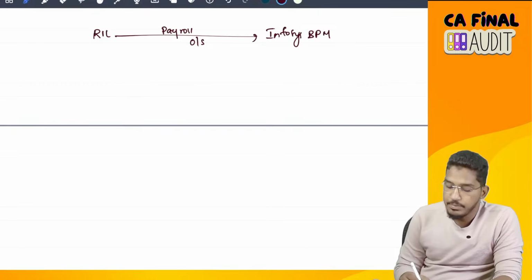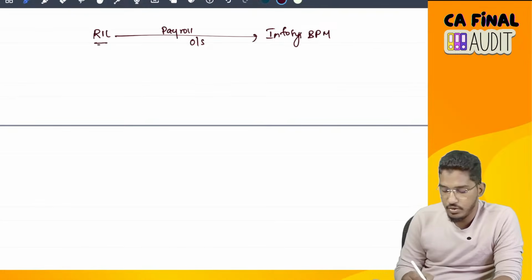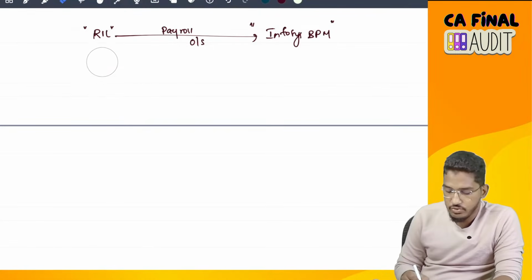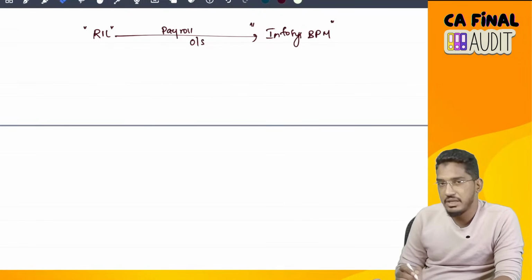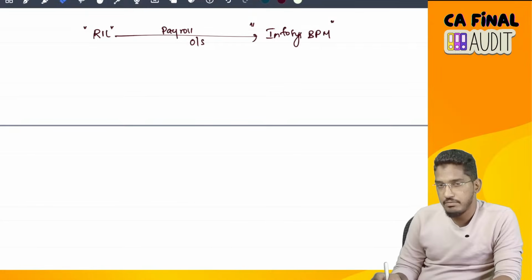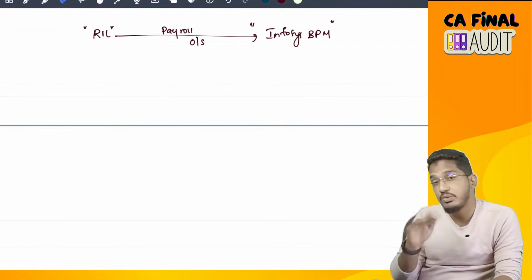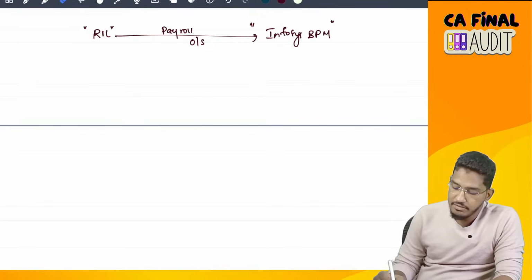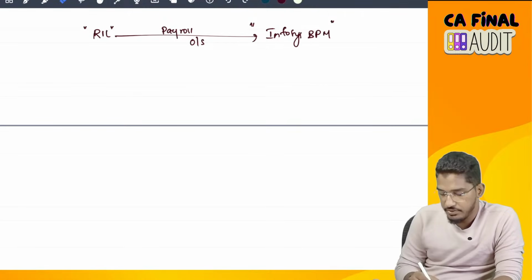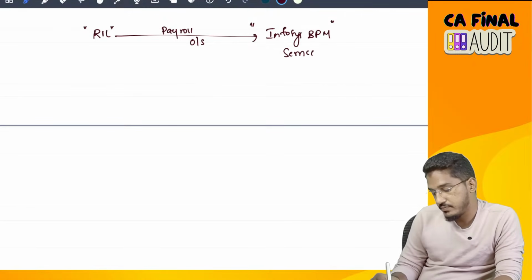Now this company, Reliance Industries Limited, has outsourced their regular payroll operations to Infosys. That means every month Reliance will send their employee attendance records and all to Infosys BPM. Infosys BPM will calculate the salary, deduct the PF, ESI, and transfer the payments to the employees of Reliance. So here Infosys we call the service organization, because they are providing outsourced services to Reliance.